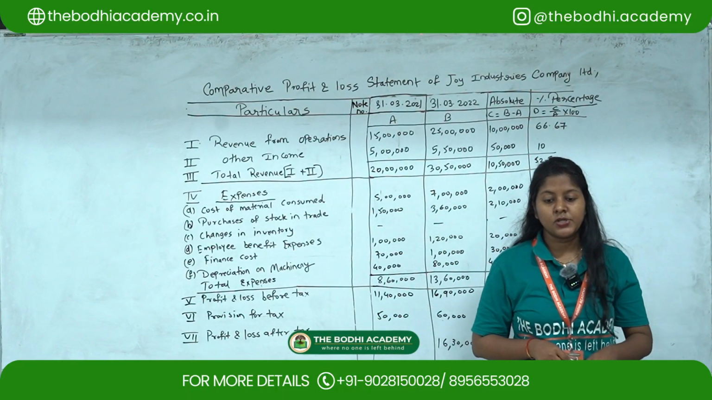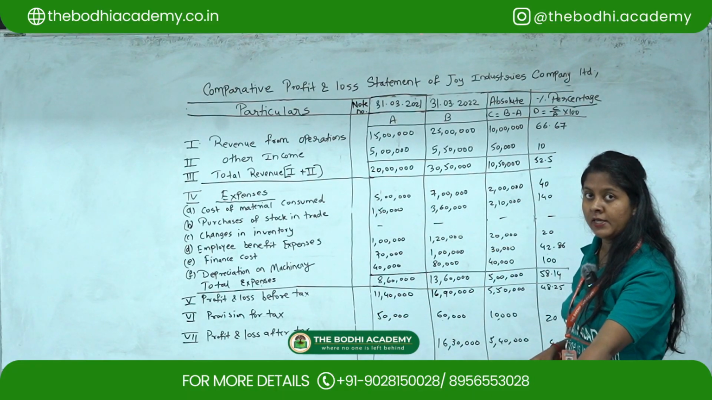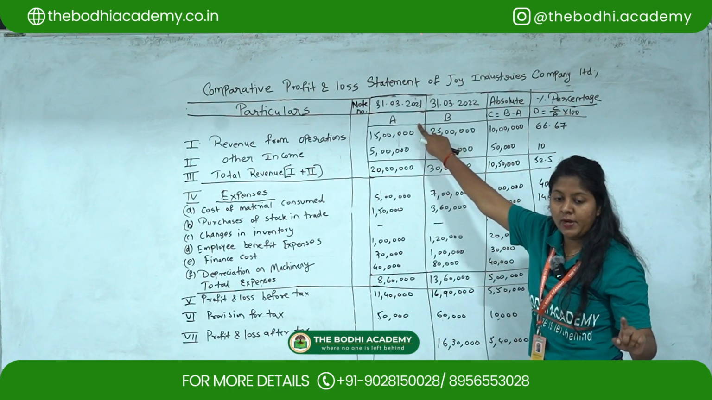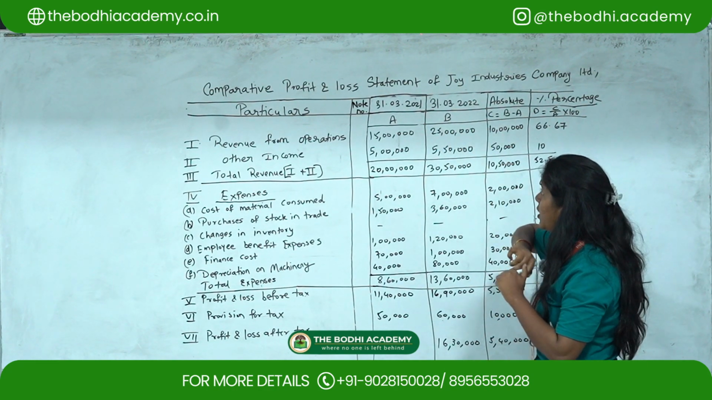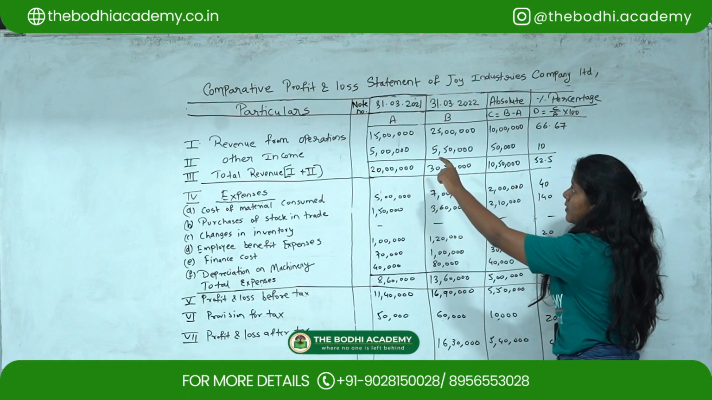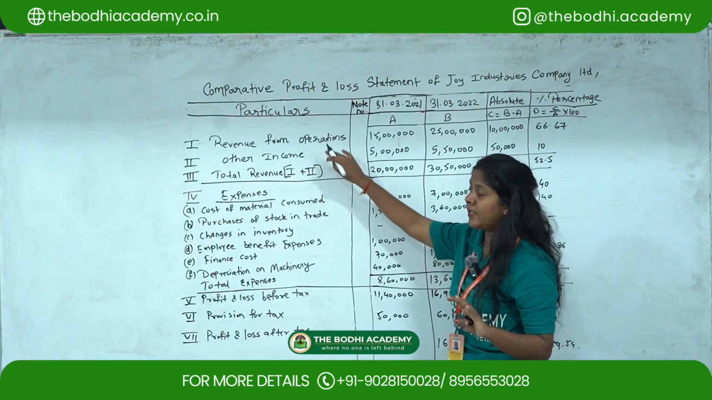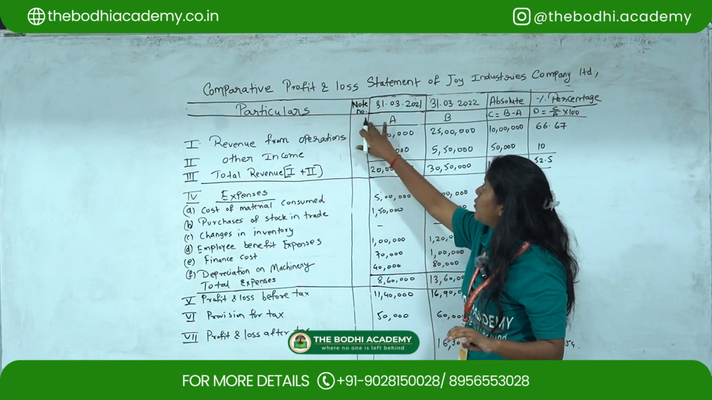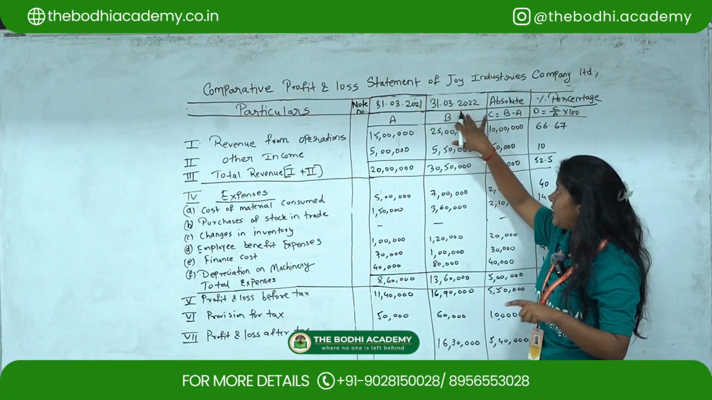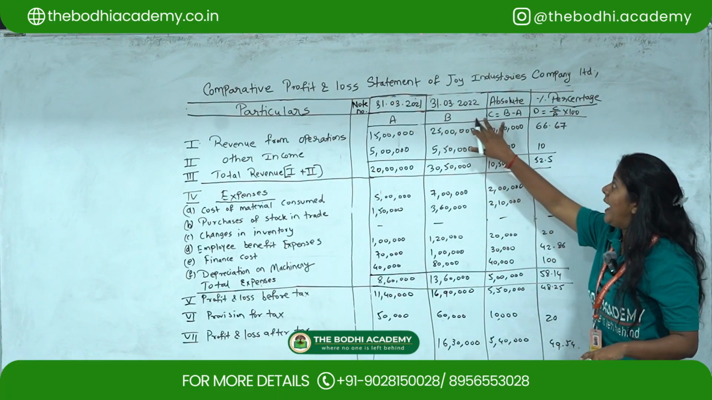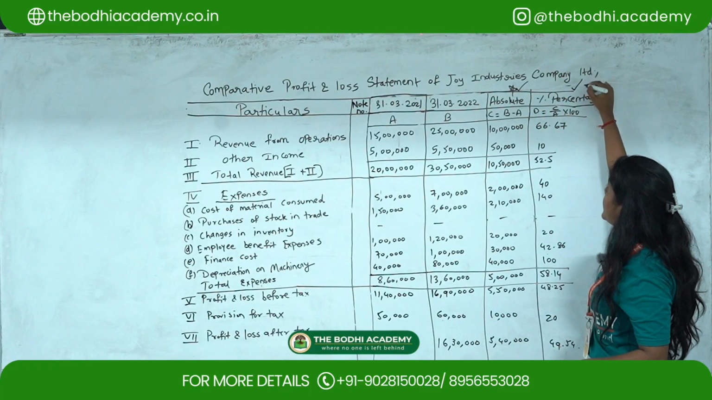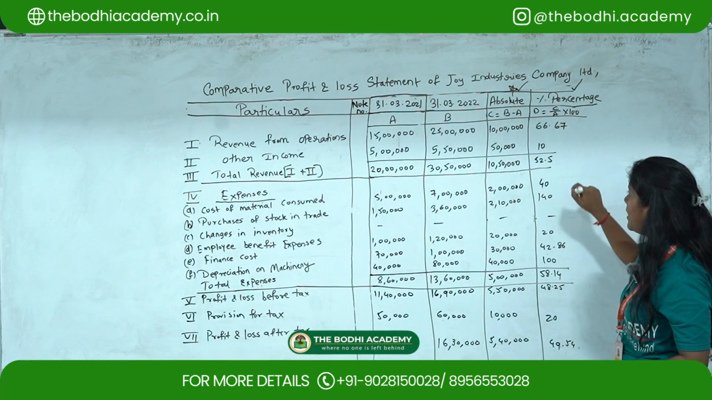Now in this question they have given the two years, previous and current: 2021 and 2022. So I have to write down the amounts as they have given. Whenever you are writing, make sure you prepare proper columns: particulars, note number, 31st March 2021 as given in the question, then 31st March 2022. After that you have to find the absolute change and the percentage change. These two things you have to find out.